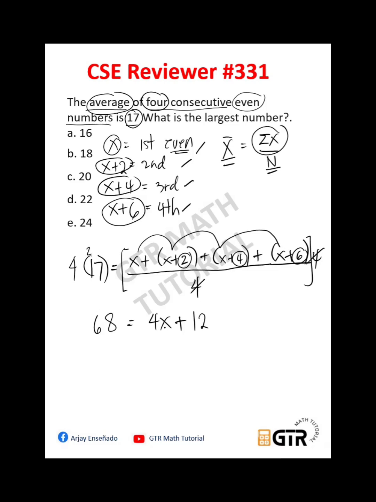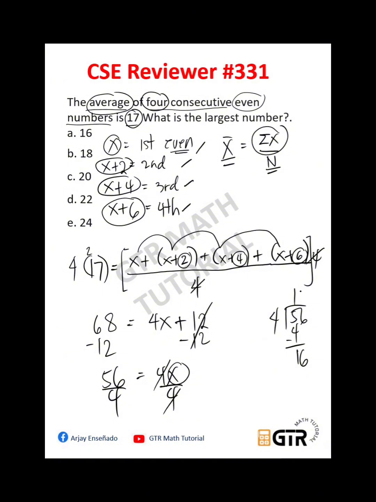Now we can solve for the value of x, subtract 12 on both sides. So cancel the 12. So we have 4x is equal to 68 minus 12, that is equal to 56. Finally, divide both sides by 4. So we can cancel the 4. Therefore, the value of x is 56 divided by 4. So just divide manually. 56 divided by 4, we have 5 divided by 4 is 1. 1 times 4 is 4. Subtract, we have 1, bring down 6. 16 divided by 4 is 4. 4 times 4 is 16.